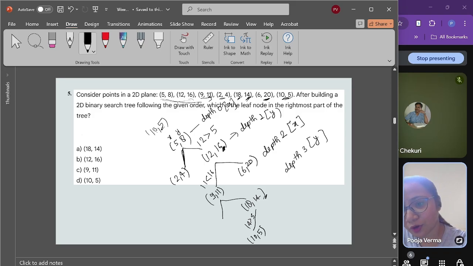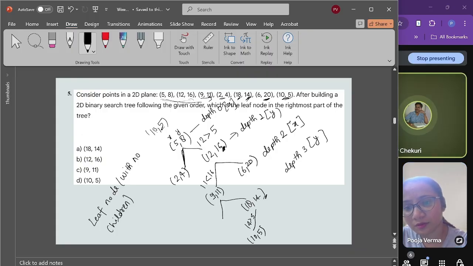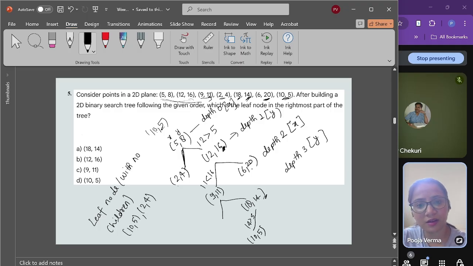Here, what are the leaf nodes? Leaf nodes are nodes with no children. 10, 5, ma'am. Okay, 10, 5. 2, 4 also does not have any children. And this one also does not have any children, 6, 20. Right?